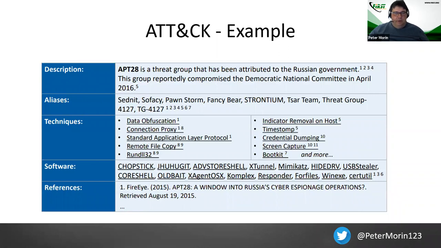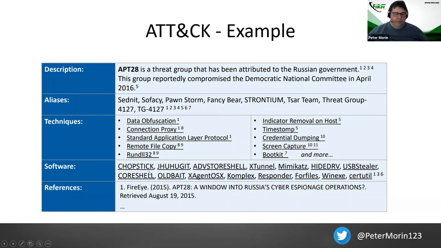So here's just another example for APT28. We know, for example, APT28 based on MITRE is the threat group that has been attributed by the Russian government. Group reportedly compromised the Democratic National Committee in April 2016. We have a list of known aliases. So we may know them as Fancy Bear, for example, Strontium, and so on. We have a list of the techniques that they typically will use, anything from the use of rundll32 all the way to credential dumping and so on.